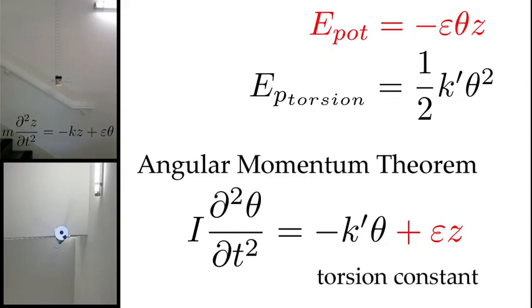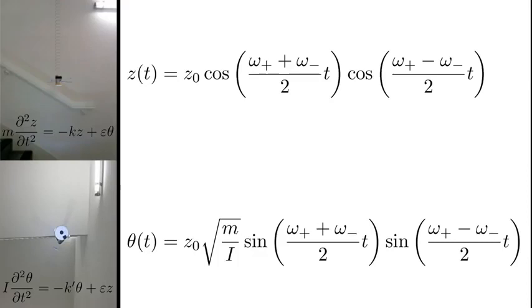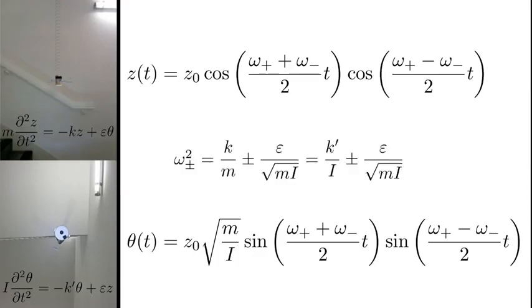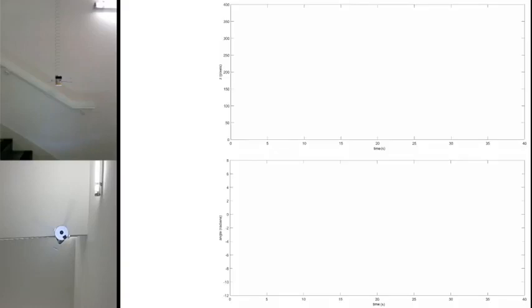K prime is the torsion spring constant, which expresses the tendency of the system to resist torsion. We finally have a system of equations. We solve it, and we get the expression of z and theta. Now, let's see the graphs. Everyone loves graphs, don't they?